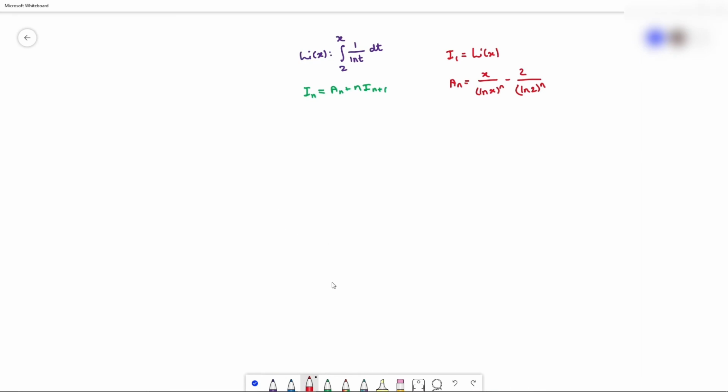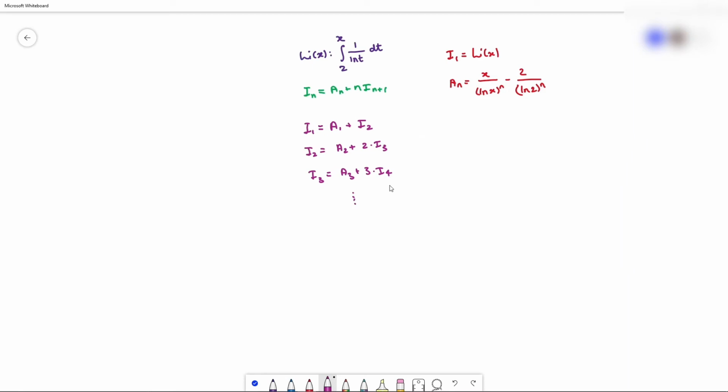Okay, so I've just cleared the whiteboard up. So now what we're going to do is find I of 1, which is basically a1 plus 1 times I of 2. And then I of 2 is a of 2 plus 2 times I of 3. And then I of 3 is a of 3 plus 3 times I of 4. And you can see how we can just keep on iterating it like that.